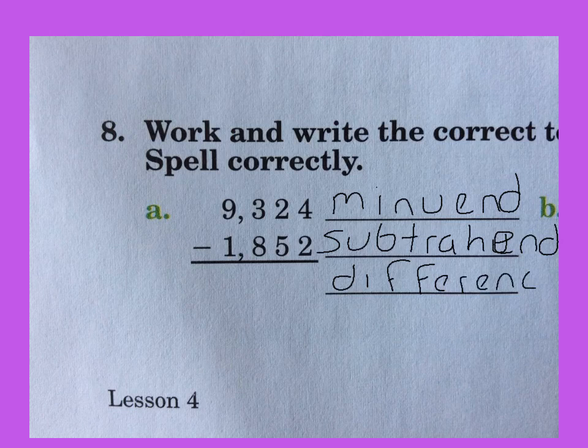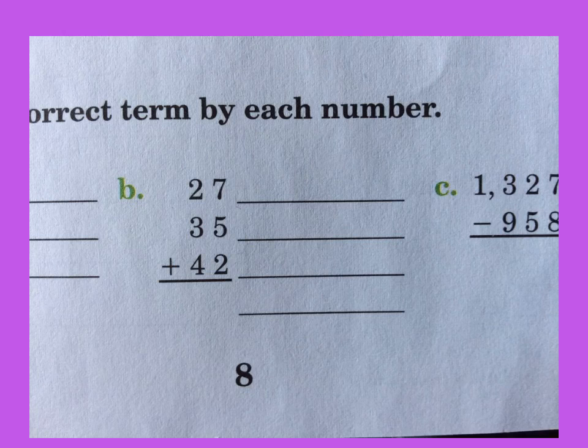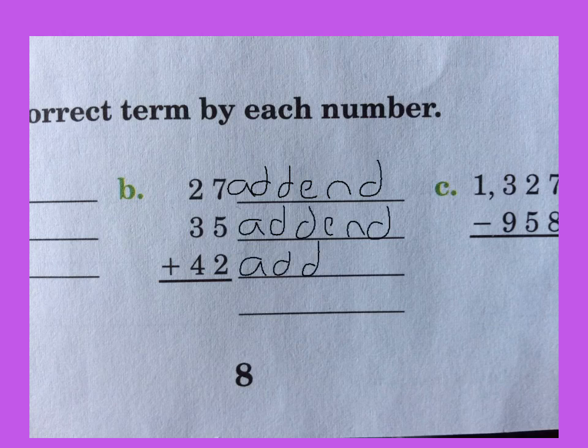Okay, B is an addition problem, so we'll write different words for that. The first 3 lines are your addends. And your answer to an addition problem is the sum. So addend, addend, addend, and then sum.